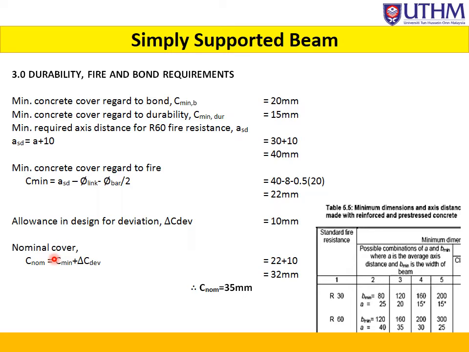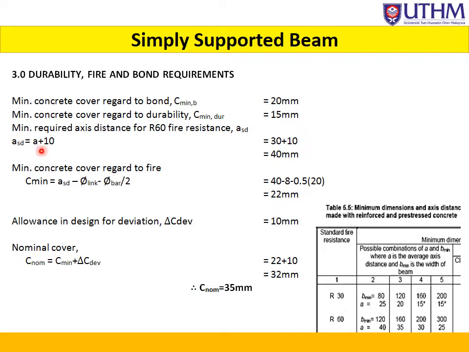Now we calculate our concrete cover, or c nom. Minimum cover with regard to bond, c min,b, is 20 mm. This value is taken from the maximum bar size used in the design, which is the tension reinforcement. For minimum cover with regard to durability, c min,dur, we get 15 mm by referring to Table 4.4 in Eurocode 2.